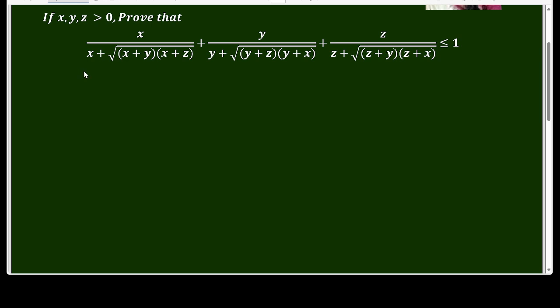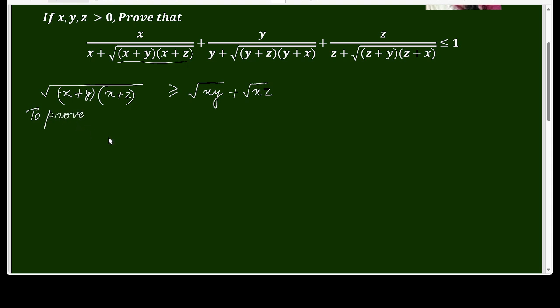So first, I'll try to prove this expression: square root of (x plus y)(x plus z) is greater than or equal to square root of xy plus square root of xz. Or, to prove, square root of x square plus xy plus yz plus zx is greater than or equal to square root of xy plus square root of xz.